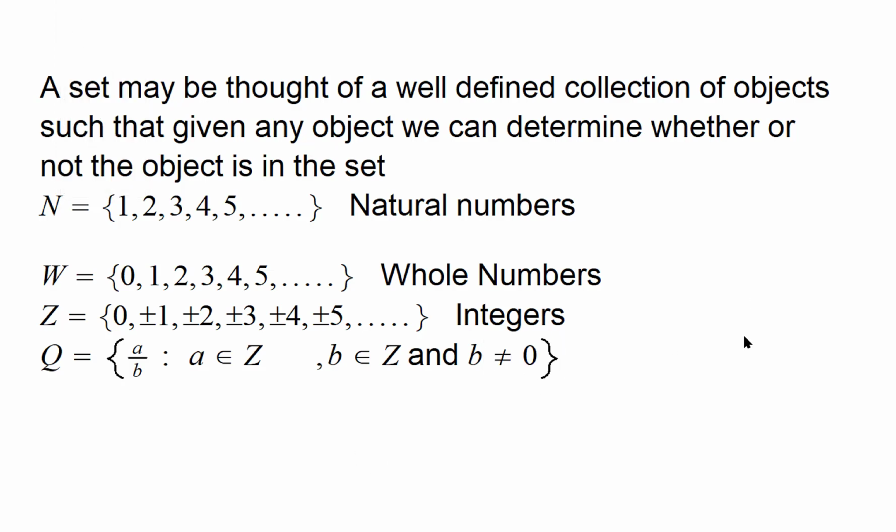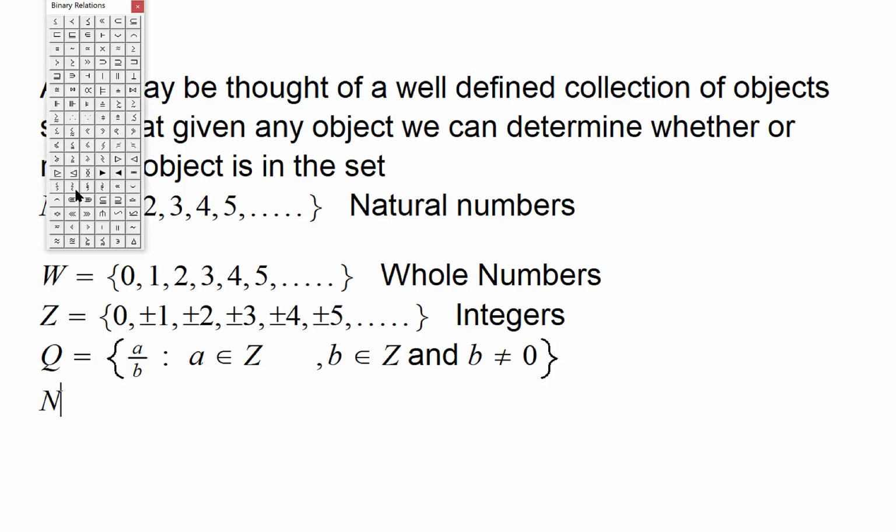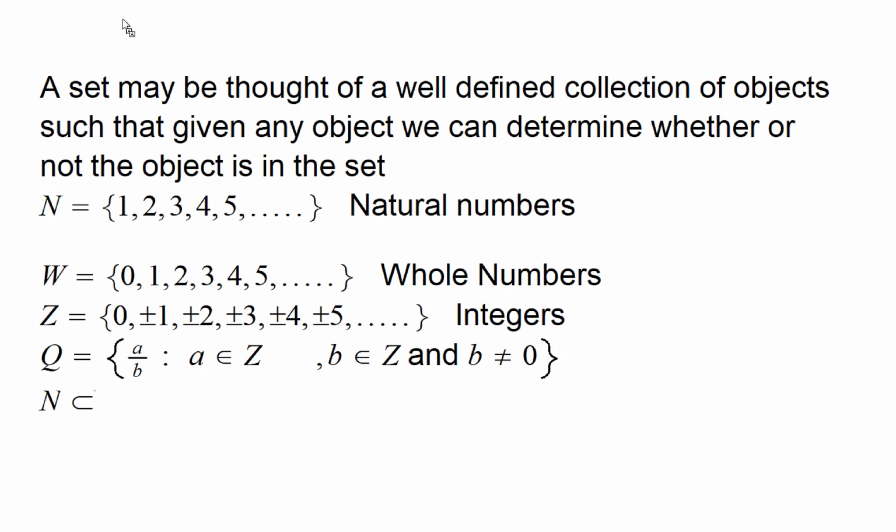And you can easily see that N is contained in W, and W is contained in Z, and Z is of course contained in Q. So for example, any integer, say 4, can be seen as 4 divided by 1, therefore it is a rational number as well.